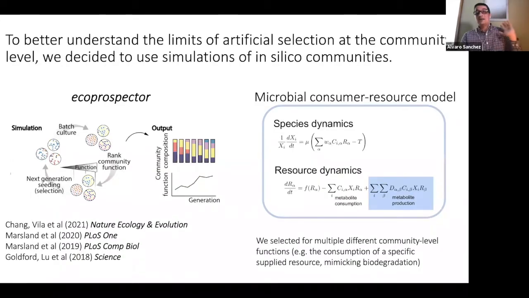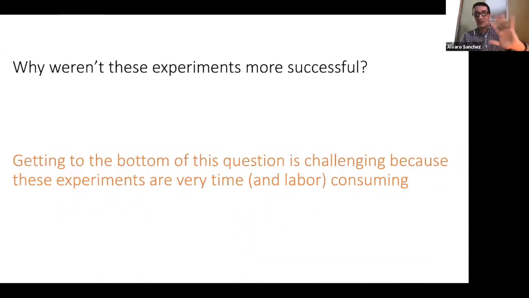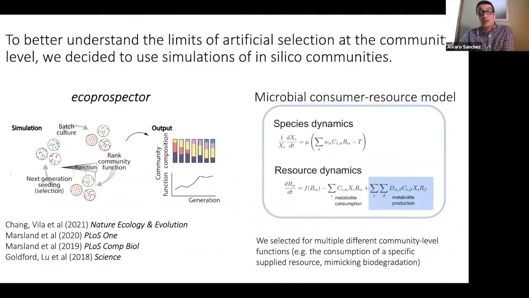All right, so to make headway into this question, trying to understand why these experiments might not have worked as well as one might have hoped, we have been doing simulations. Because we could start populations of in silico communities and then apply artificial selection to them and ask, will it work? If we apply the protocols that previous authors have proposed and used in their experimental systems, and we apply the same protocols to the same problem, we can pose a problem that is computational in nature.